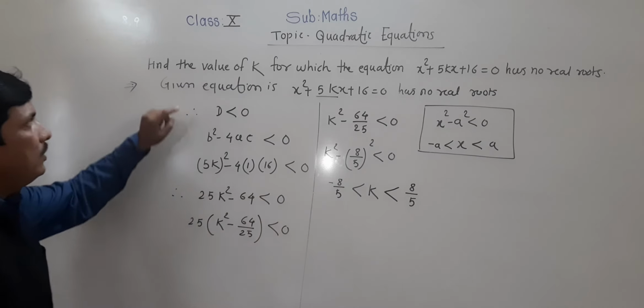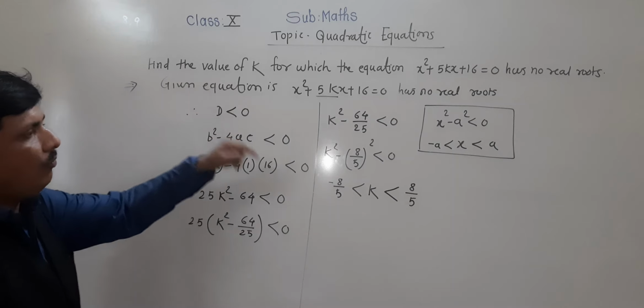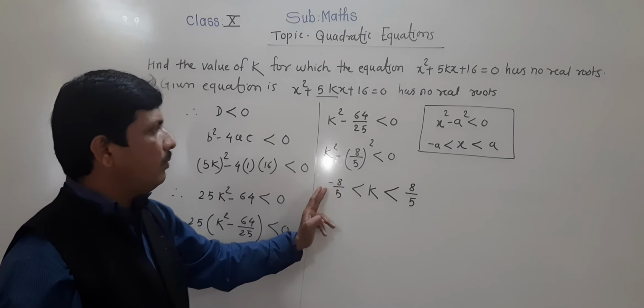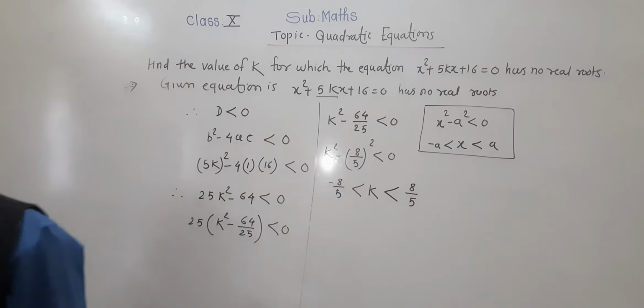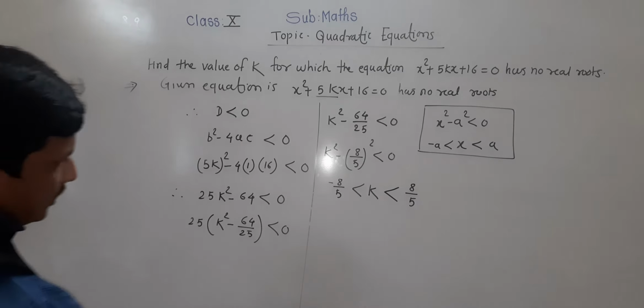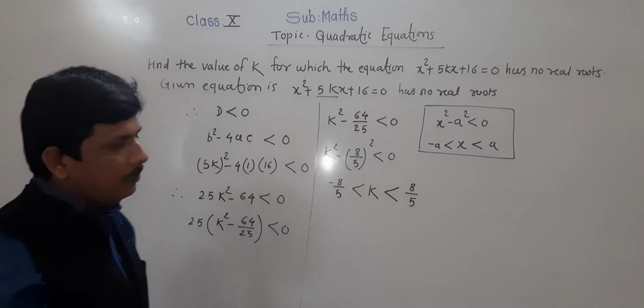So once again, see carefully, find the value of k. This value of k is greater than minus 8 by 5 and smaller than plus 8 by 5. Okay, so what is the value of k here? Can you tell me? K is greater than minus 8 by 5 and smaller than plus 8 by 5.